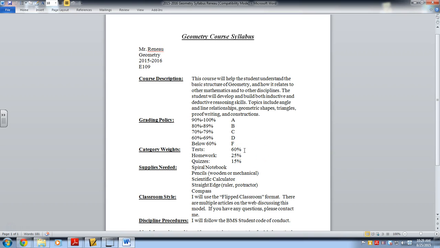They are 60% for tests, 25% for homework, and 15% for quizzes. Supplies needed: spiral notebook for screencasts, pencils, scientific calculator, straight edge ruler, protractor, and then also a compass. That's what we'll be using to construct angles and drawing circles.